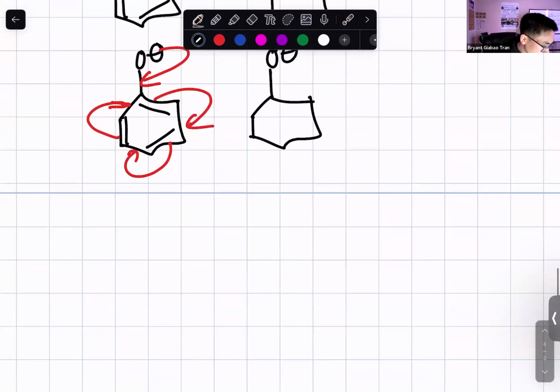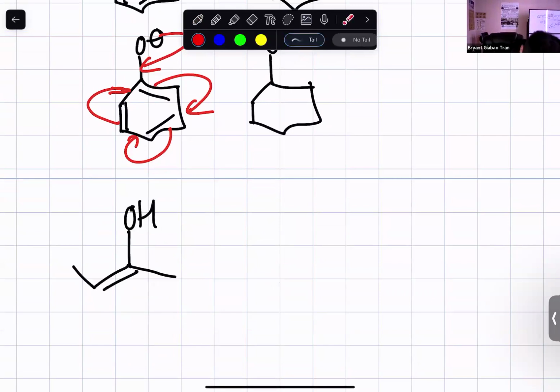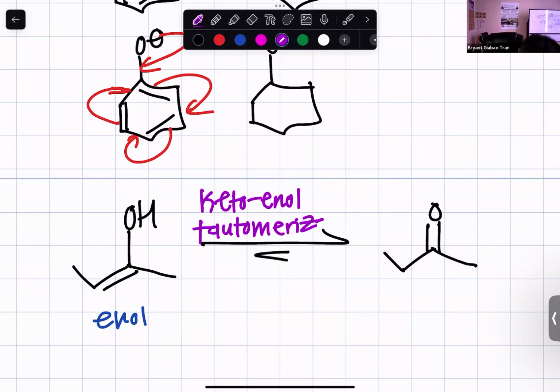Now, back in 118B, we learned about enols and keto-enol tautomerization. Let's say we have this alkene next to an alcohol right here, and that would be called an enol, alkene next to alcohol, enol. We would always tautomerize that enol into the keto form or the ketone form, carbonyl form. The process is called keto-enol tautomerization, where the major product is the keto form or the carbonyl form.